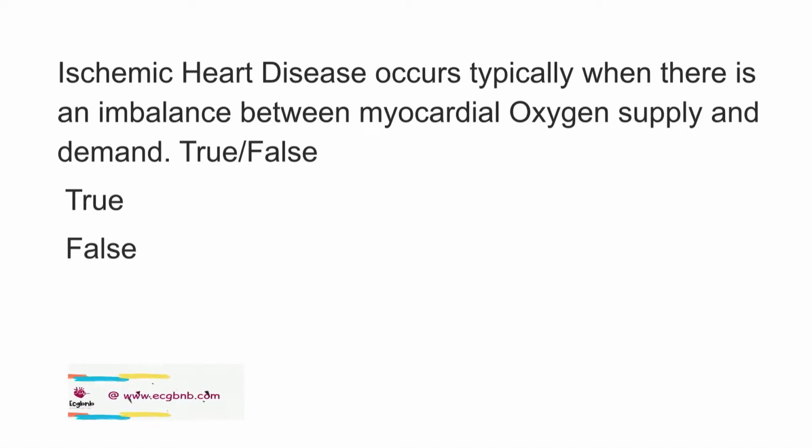The first question is, ischemic heart disease occurs typically when there is an imbalance between myocardial oxygen supply and demand. Is this true or false? The above sentence is perfectly true because whenever the oxygen demand increases or oxygen supply decreases, there exists an imbalance between demand and supply. This demand and supply mismatch is one of the most common causes for ischemic heart disease. So the above statement is true.